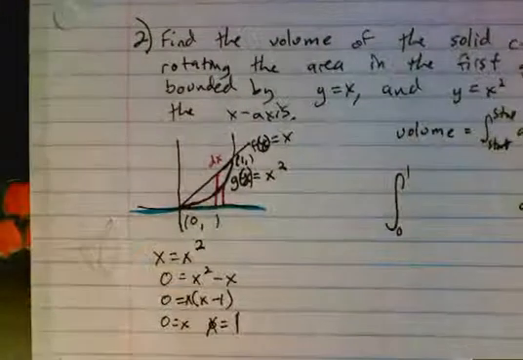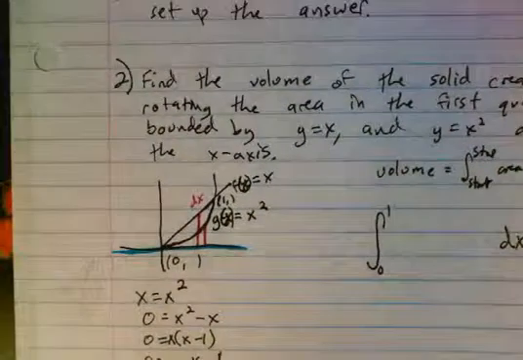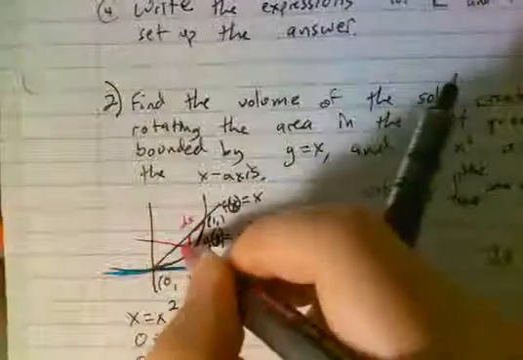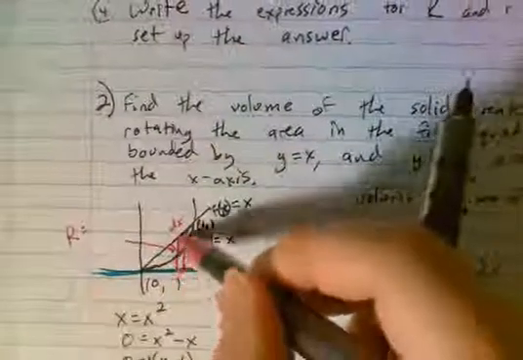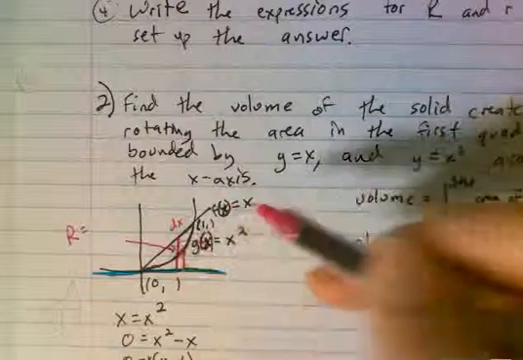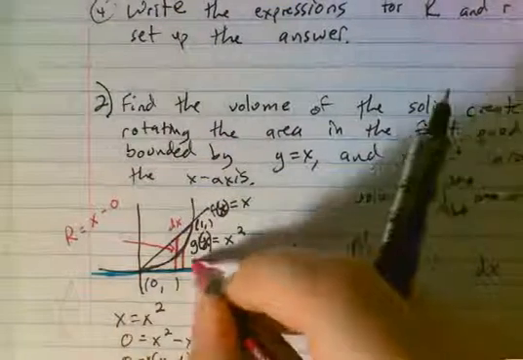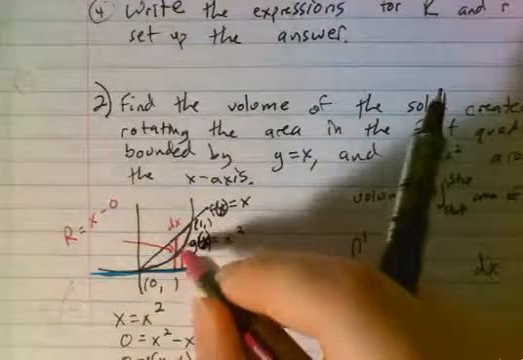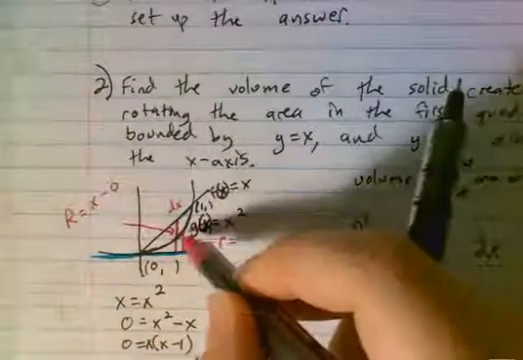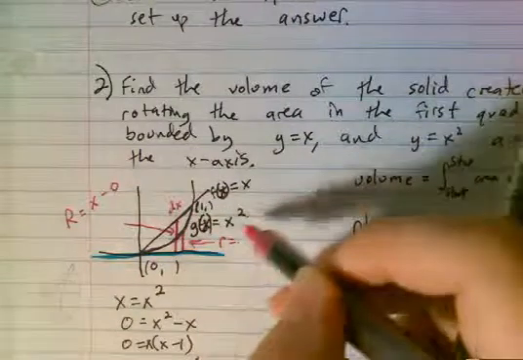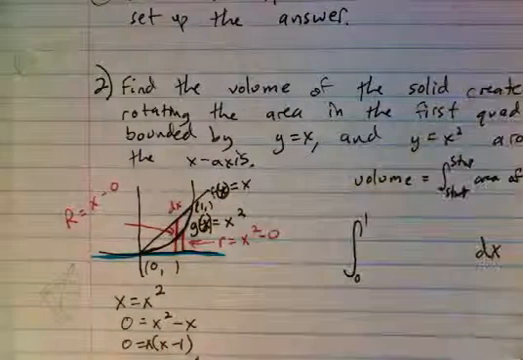It would kind of look something like that if we rotated it. At any rate, our big R right here is going to be this top function, which is x minus the x-axis, which is 0. And this little r is going to be this function right here, which we see as g of x equals x squared minus the axis, which is 0.